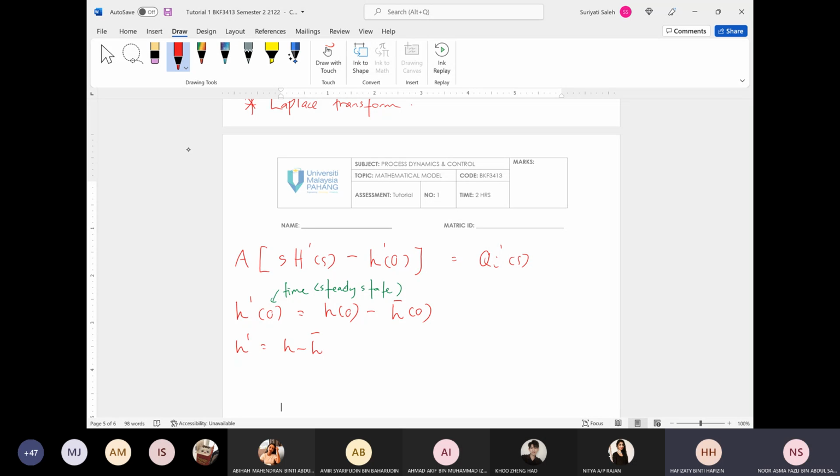By definition, H prime 0 equals H0 minus H bar 0. This means both variables refer to the same value at time equal to 0. So the H prime 0 here can be considered as 0. Do you agree?